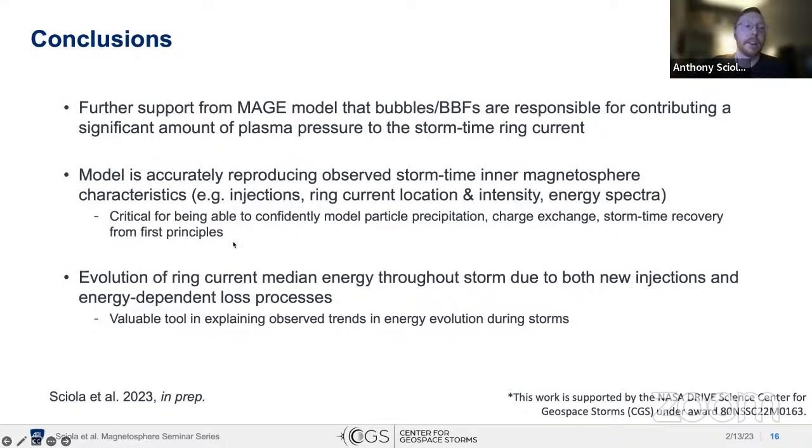We've also shown that the model is accurately reproducing the observed storm time inner magnetospheric characteristics, including the injection profile, which I forgot to touch on, and the comparison to RB-SPICE, the spectra. We're also getting the ring current location and intensity right pretty well, as well as the energy spectra over time. And like I mentioned at the beginning, this is critical for being able to confidently model particle precipitation, charge exchange processes, and storm time recovery from first principles. And I already touched on the last point about where our evolution was coming from, so I will leave it at that. So thank you very much.